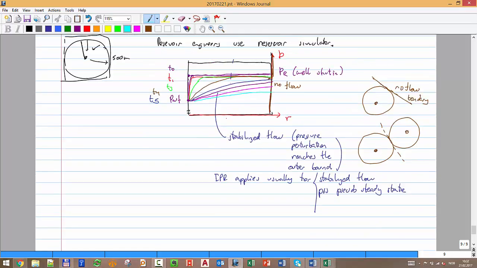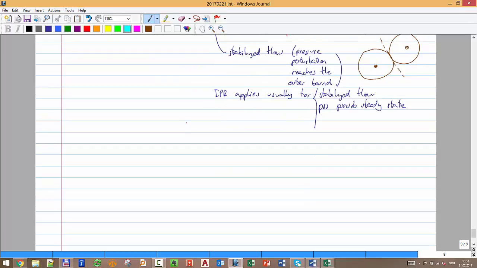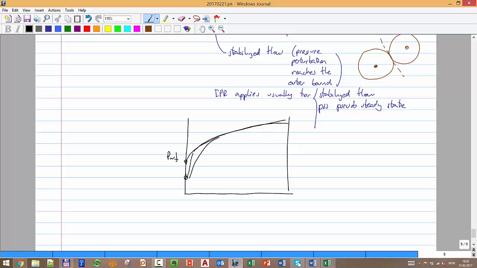If you ask, okay, then what happens? Let's take that particular figure. You say, but it might happen that I'm producing with some PWF, and then I change that PWF to a lower value. I will have exactly the same thing. I will have first a period where I have transient, transient, transient, until I affect the boundary, and then I will be exactly at another pseudo steady state. That's where the IPR applies. The IPR doesn't try to capture these short transients. It's exactly for when I have reached stabilized flow.